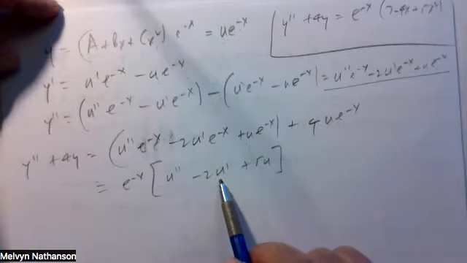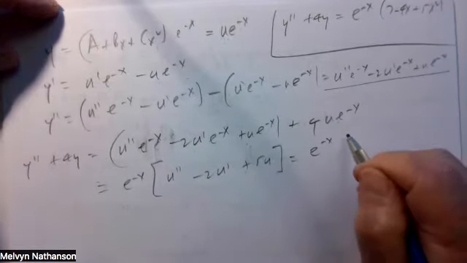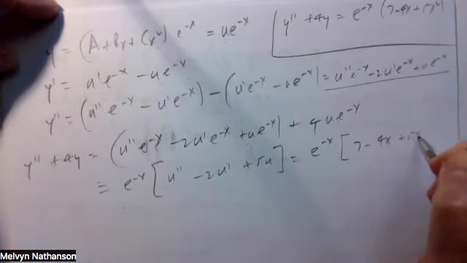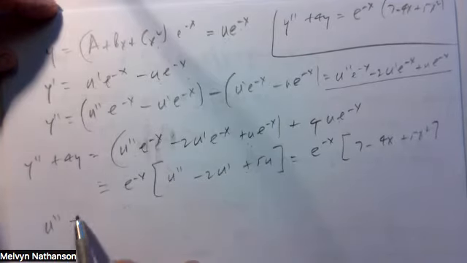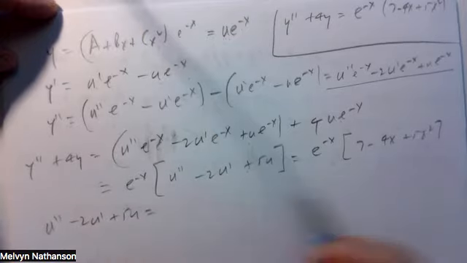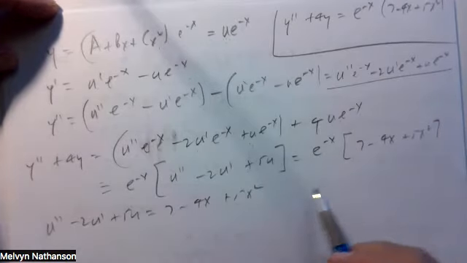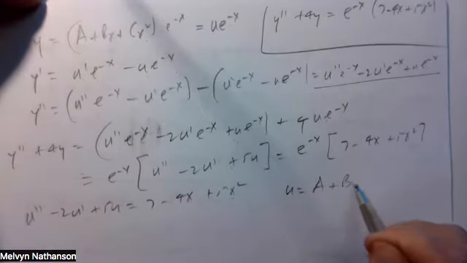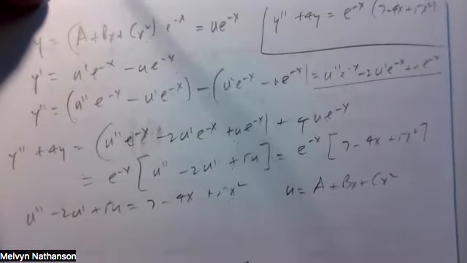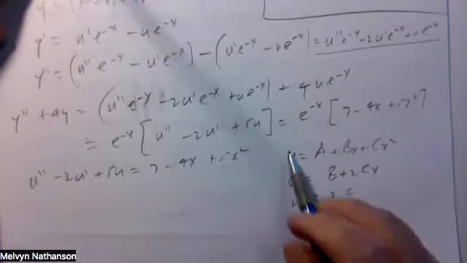And we want to find a u such that this is equal to the right-hand side, e to the minus x times 7 minus 4x plus 5x squared. So the function u has to satisfy the equation u double prime minus 2u prime plus 5u is just a polynomial. And we look for u, which is also a quadratic polynomial, a plus bx plus cx squared. So if this is u, u prime is b plus 2cx, and u double prime is 2c.